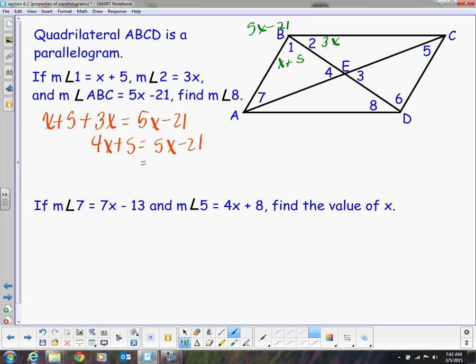What am I going to do with the 4x? What am I going to do with the 21? And I'm going to get 20. All right, I want angle 8. How do I get angle 8?